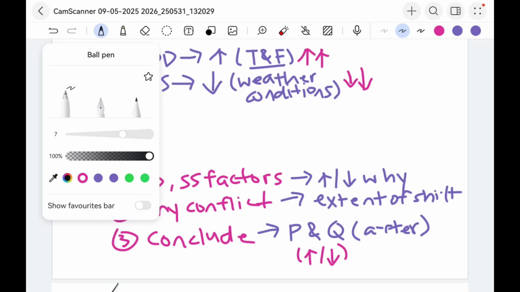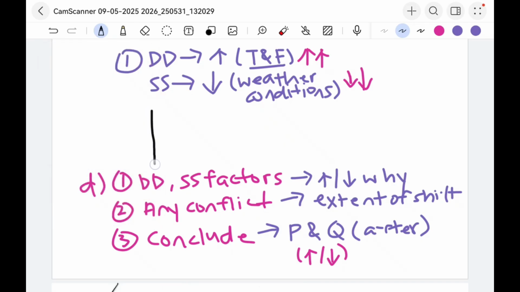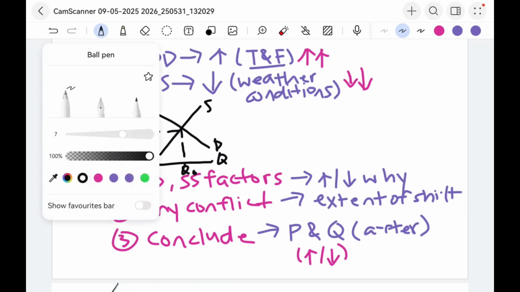Okay, let me change the color. Okay, I will use black. Okay, so draw your axis P, Q, then label. So this is the market for maple syrup. Okay, spell it out in full. I don't spell in full here because there is no space. But here I draw these two. My demand, my supply. Then draw your initial equilibrium Q0, P0. And then show how your demand and your supply shift.